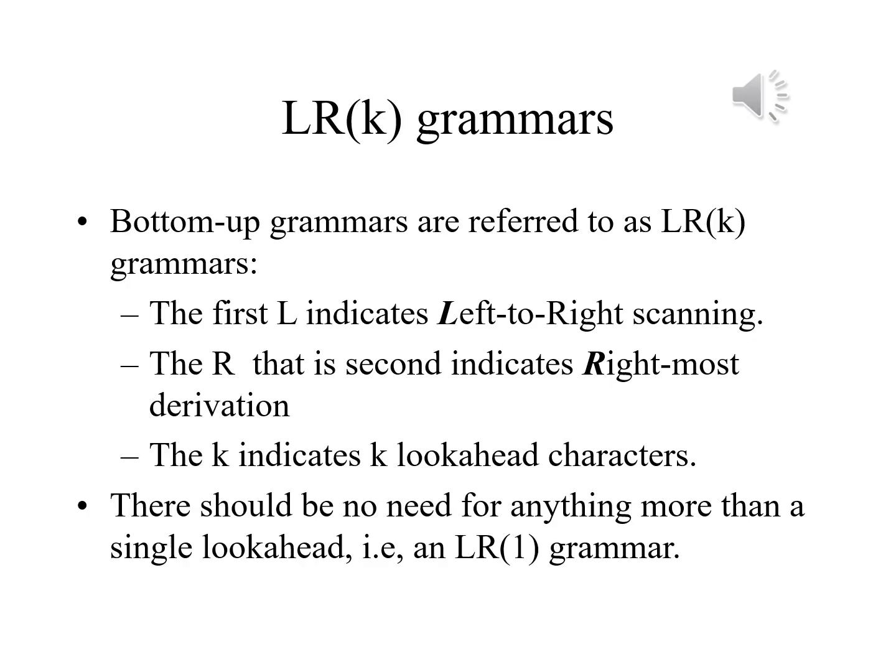Bottom-up grammars are referred to as LR(k) grammars. The L stands for left-to-right scanning, from the beginning to the end. The R means that the parse tree is right-derived, in other words, bottom-up. The k indicates the number of look-ahead characters. There should never be a need for more than one look-ahead, so we will refer to these as LR(1) grammars.